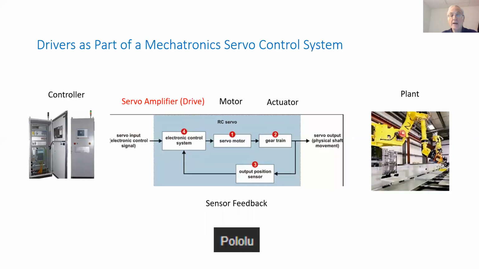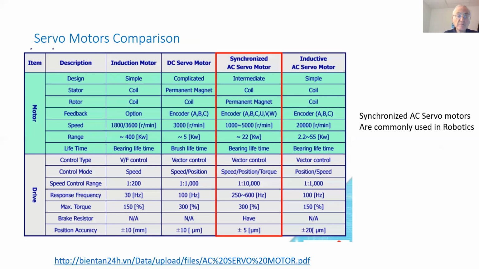The next subject is the servo amplifiers, as we saw earlier, which sometimes are called drivers. There are several types of motors and drivers, as we saw: induction, servo, synchronous AC motor, and inductive. What's interesting to see is that the most commonly used are the AC servo motors, and they can be controlled in speed, position, and torque, unlike the other ones, which are limited.